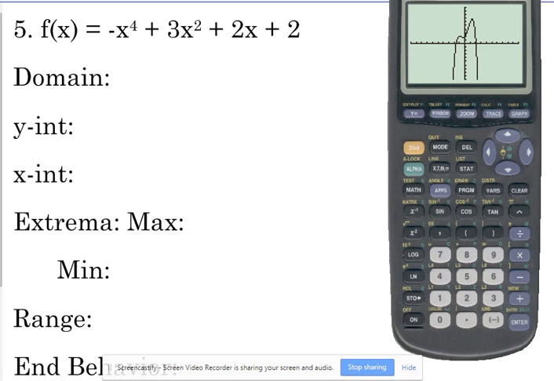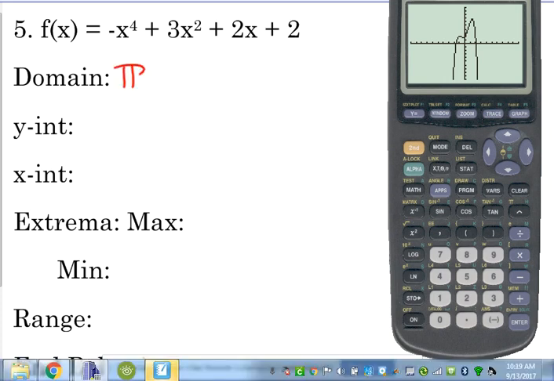All right, so we're going to go through this list. We're going to list these for all these problems, but we're just going to use number 5 as an example. The domain, always all real numbers. Okay, that's an automatic answer. You shouldn't have to think about that. The domain is all real numbers. I kind of start with the easy stuff.